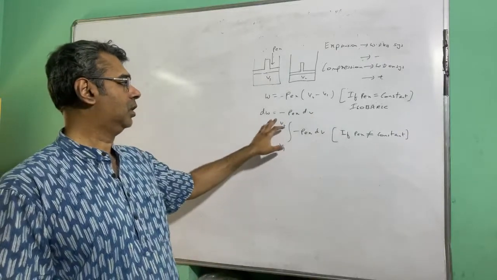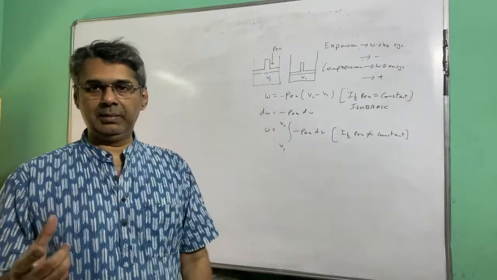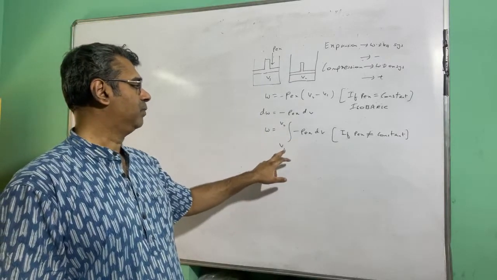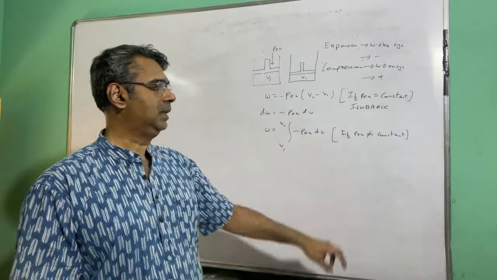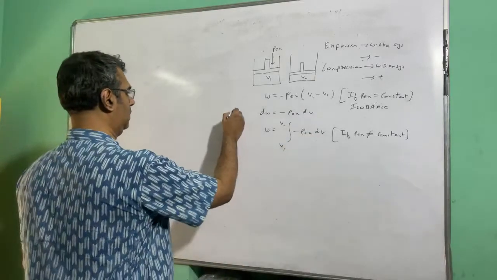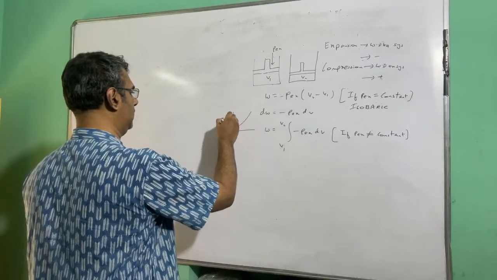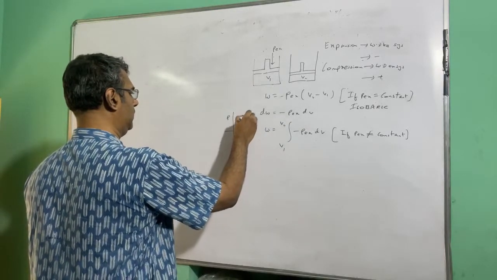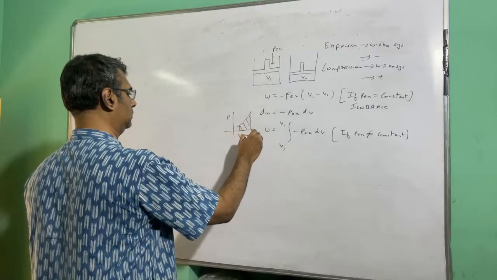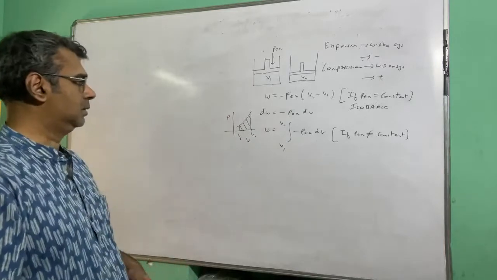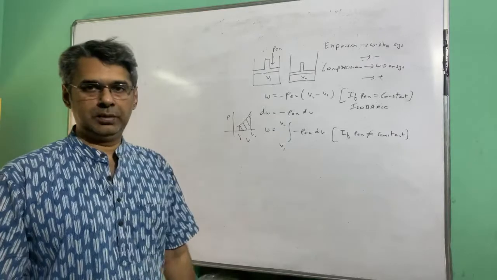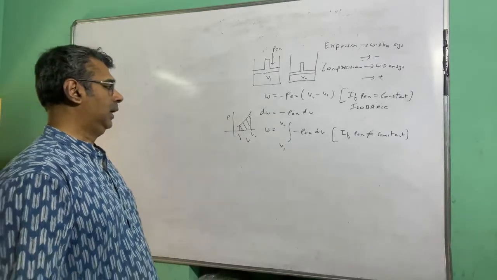If the external pressure is not constant, then you have to take it in increments. dW is minus PEX into dV, in which case W will be the integral from V1 to V2 of minus PEX into dV. Needless to say, the equivalent situation in terms of a graph will be the area under this graph from V1 to V2.